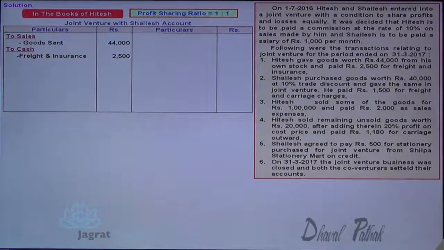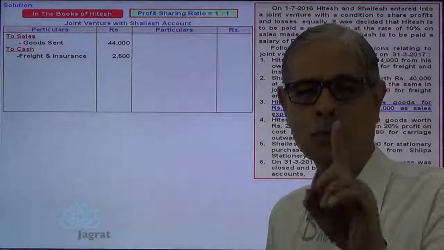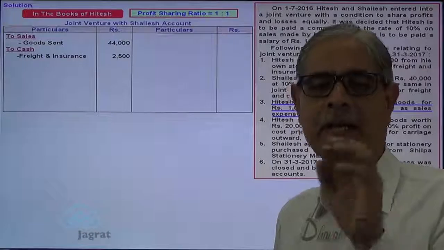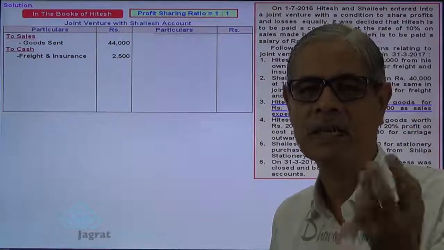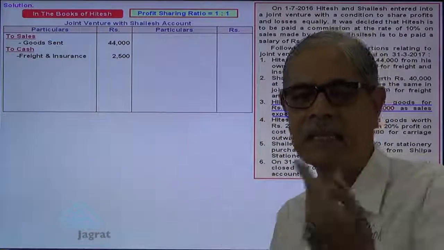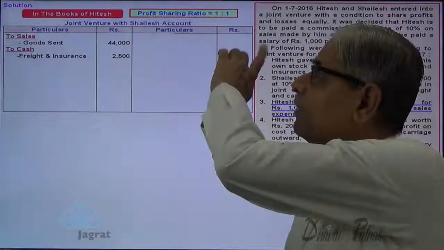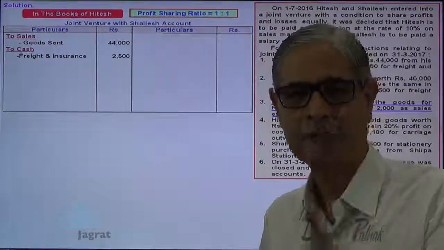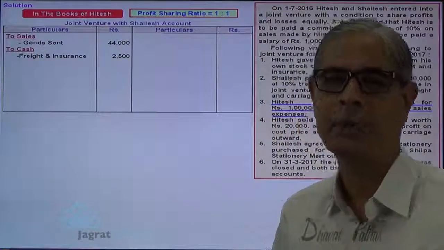Now next third, Hitesh sold some of the goods for rupees 1 lakh. I am Hitesh. I sold goods for rupees 1 lakh. I got cash. Cash was deposited in the bank. So cash or bank account debit. The proceeds are received because of this joint venture business with Shailesh. This business is a giver. Credit the giver. So cash or bank account debit to joint venture with Shailesh account credit. And for expenses paid by me, joint venture with Shailesh account debit to cash or bank account credit.